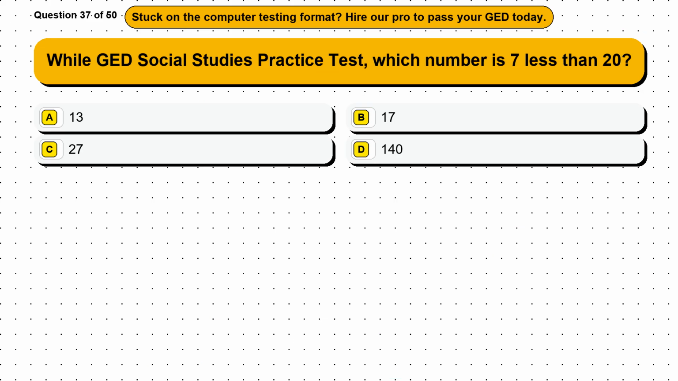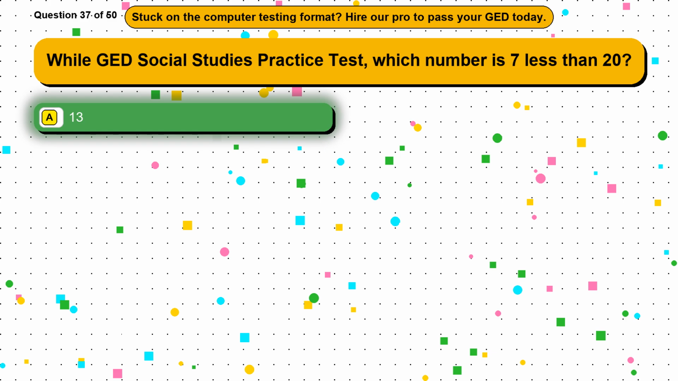Question 37. While GED Social Studies practice test, which number is 7 less than 20? Option A, 13. Option B, 17. Option C, 27. Option D, 140. The correct answer is option A, 13.